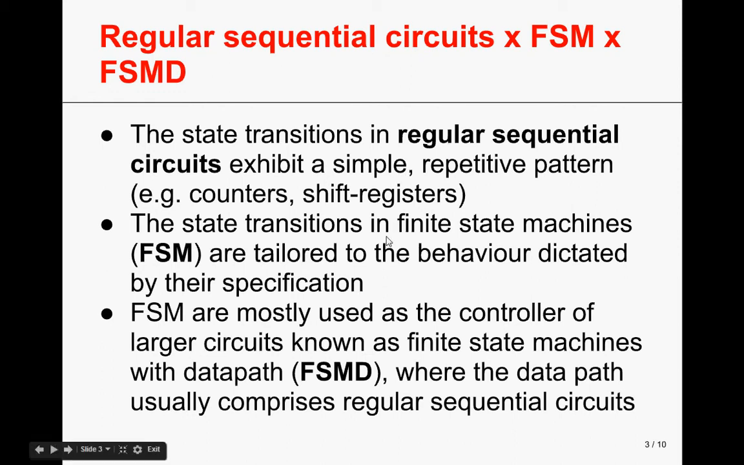Now, on the contrary, when we come into situations like a sequence detector or, for example, a parity generator, then we are also considering examples of sequential circuits, but where the state transition pattern is not as regular as in the cases that we have seen before. So in these cases, the state transition patterns are tailored to meet the specification requirements, and they will be irregular in most cases. And in this case, we are talking of what we call finite state machines.